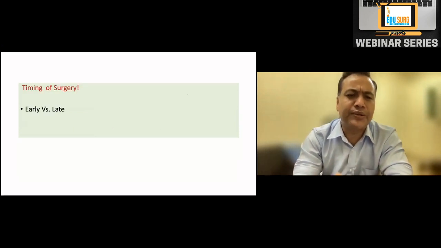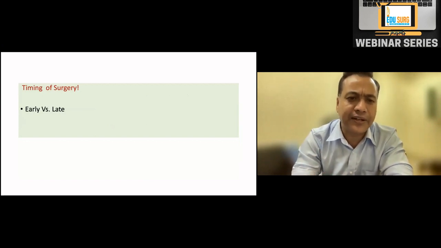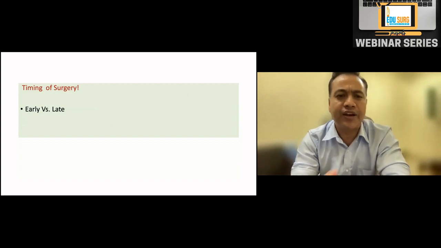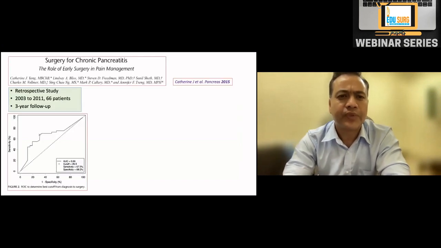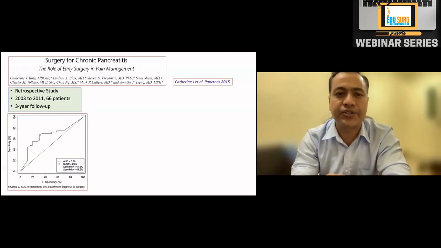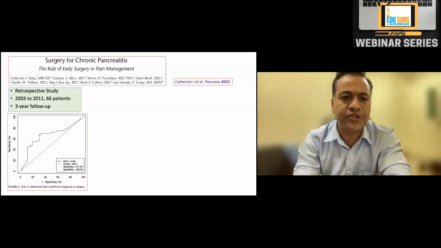The other big issue in choosing the surgery is the timing of surgery. As we were discussing earlier, the early chronic pancreatitis. So do we need to wait till a late period, or should we intervene in an early period and offer them surgical treatment? There have been a good number of studies which have looked into this, the role of early surgery, especially in controlling the pain. This one by Catherine J. et al., published in 2015 in the journal Pancreas, a retrospective study of 66 patients with 3 years follow-up.